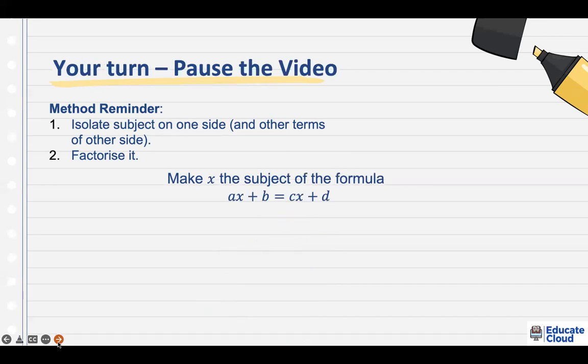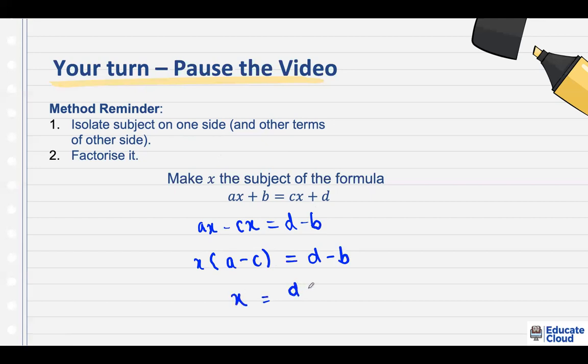Pause the video, have a go. This is your final example. Do it in the same way as the previous one. Okay, so here you're going to take away cx on both sides. At the same time, I'm going to take away the b from the d, so d minus b. Then factorise out the x: a minus c equals d minus b. And then the x by itself will be d minus b all over a minus c. So x equals d minus b divided by a minus c.